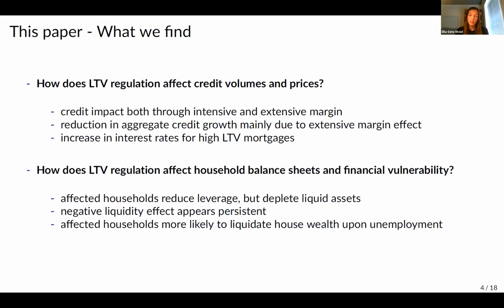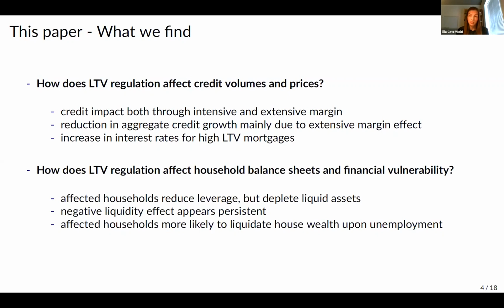In terms of price effects, I'm not going to focus much on that in this presentation due to time constraints, but we do see an increase in interest rates for high LTV mortgages. And this does not seem to be fully driven by differential selection into having a high LTV mortgage after the regulation. So there does seem to be some price effects as well.